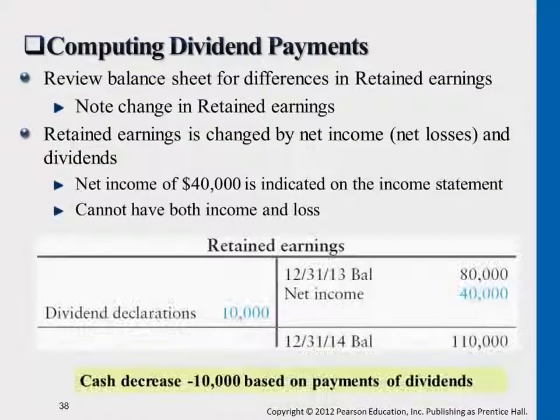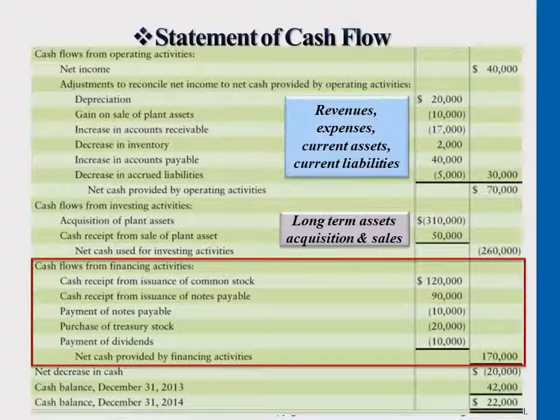Okay. So if you look at the entire cash flow statement, the last section here, you see the difference is $120,000, the cash gain from issuing common stock. $90,000 is the cash gain based on borrowing money. $10,000 is based on paying notes payable, so we reduce $10,000. $20,000 is the cash we use to purchase treasury stock, and $10,000 is additional dividends that we gave out to shareholders. So overall the effect, because we actually issued a lot of common stock, 120, the effect is still positive, 170,000. We have increased 170,000 in this section.